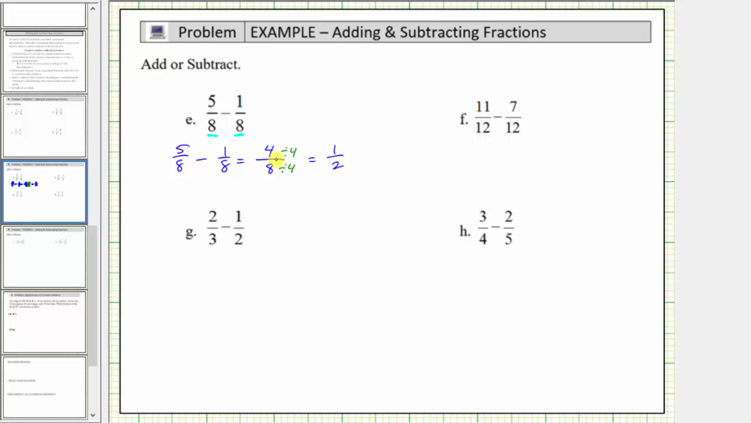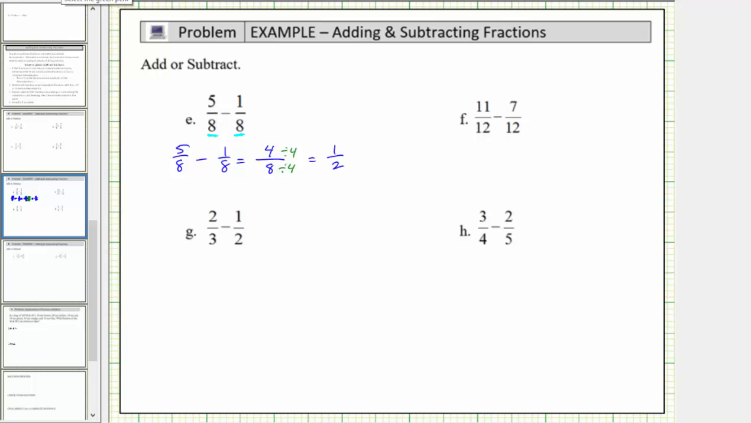If we don't recognize that 4 and 8 share a common factor of 4, another way to simplify fractions is to write the numerator and denominator in prime factored form. Notice 4 is equal to 2 times 2, and the prime factorization of 8 is 2 times 2 times 2. Notice how we can see 4 and 8 share a common factor of 4, or 2 factors of 2. 2 divided by 2 is equal to 1 here as well as here, leaving us with the simplified fraction of 1/2.